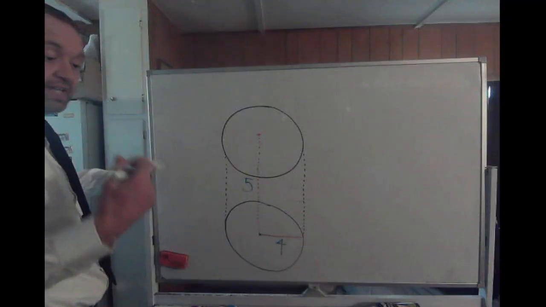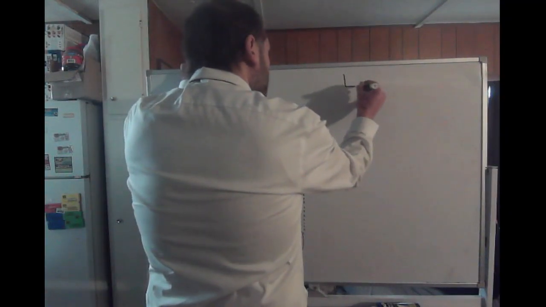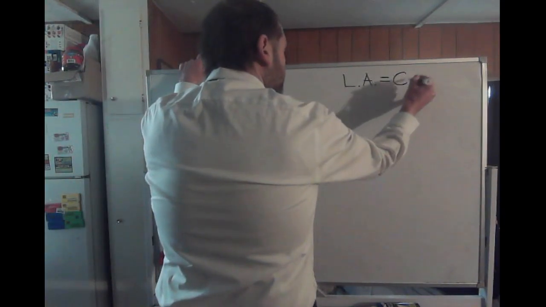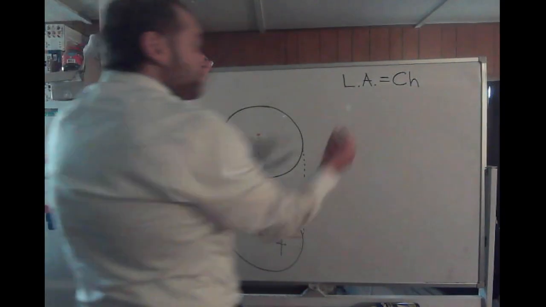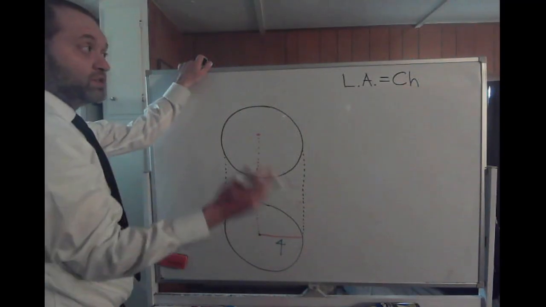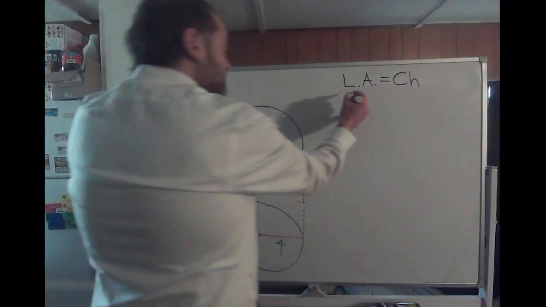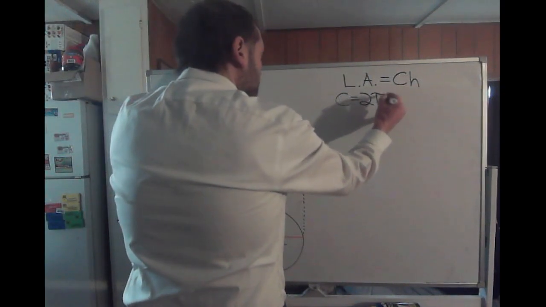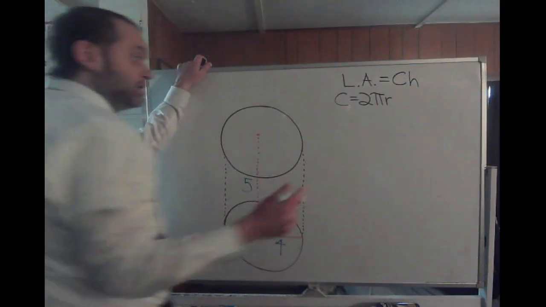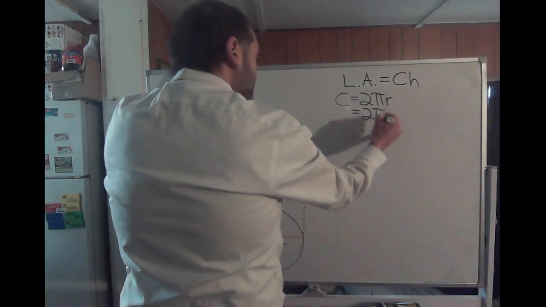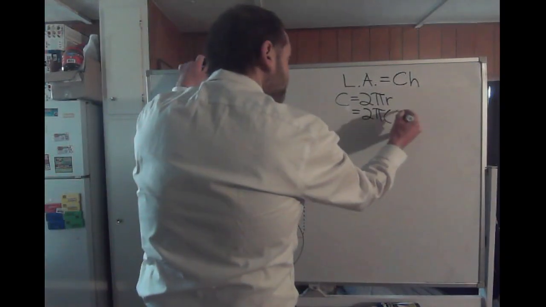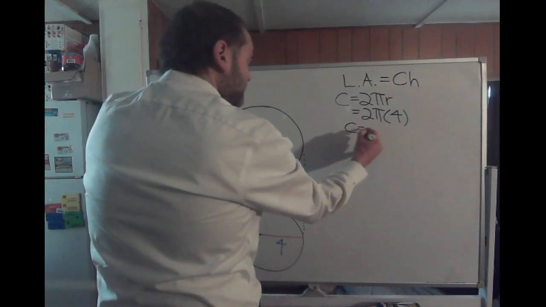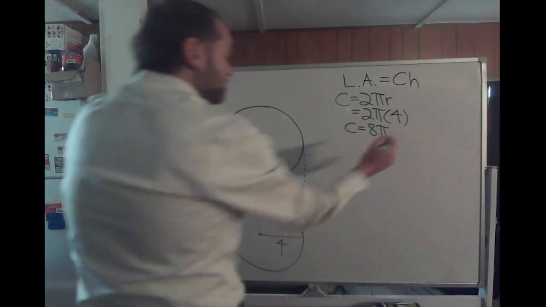First, we want to investigate the lateral area. Well, the lateral area of a cylinder, of course, is equal to the circumference of a base times the height of a cylinder. Well, we know the height, but we don't know the circumference. We need to find that. What is the circumference of a circle? What's the formula for that? Well, that's 2 pi times r, right? The circumference is 2 pi r. In this case, it would be 2 pi times that radius of 4. So the circumference itself would equal 8 pi. And we're going to leave everything in terms of pi.